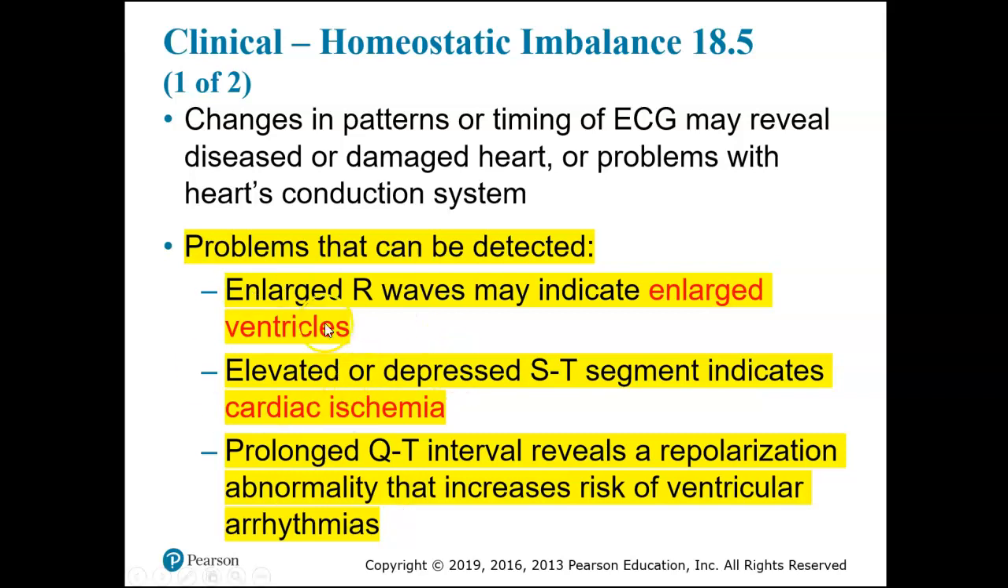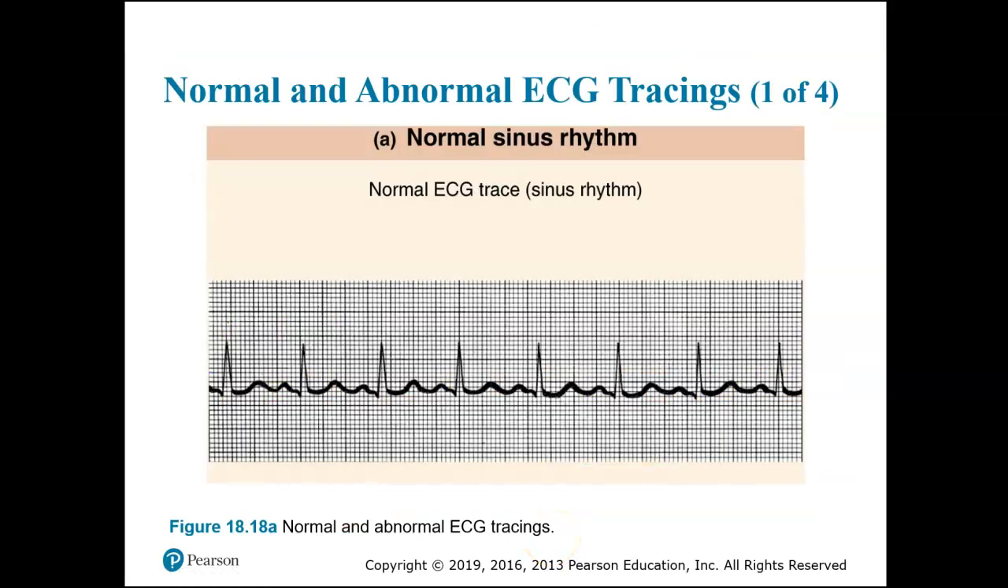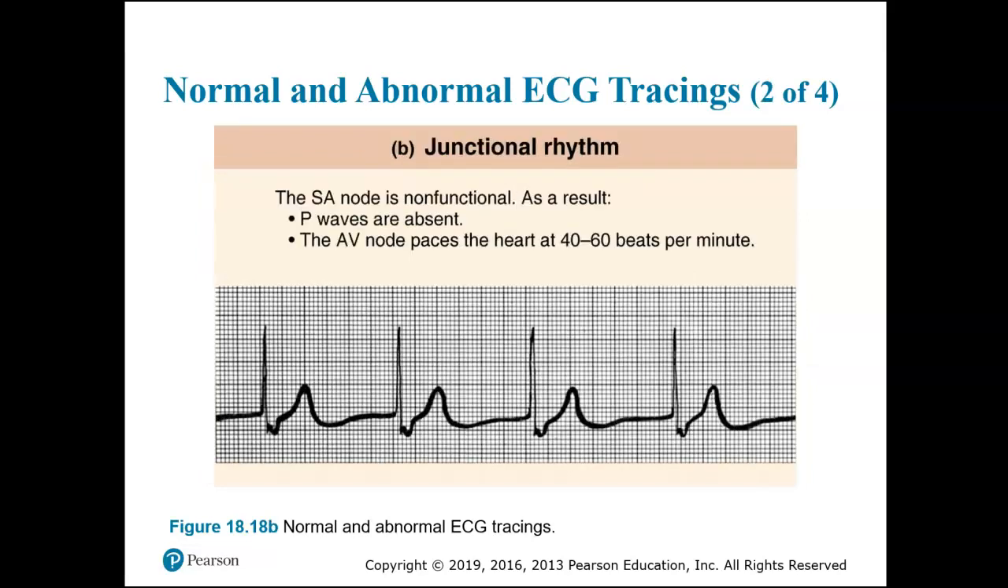Problems you can detect: if you have an enlarged R wave, that may indicate enlarged ventricles. If you have an elevated or depressed ST segment, that can be cardiac ischemia. And then if you have a prolonged QT interval, that can reveal a repolarization abnormality that increases the risk of ventricular arrhythmias. This is showing you a normal EKG rhythm compared to a junctional rhythm where the SA node is non-functional.